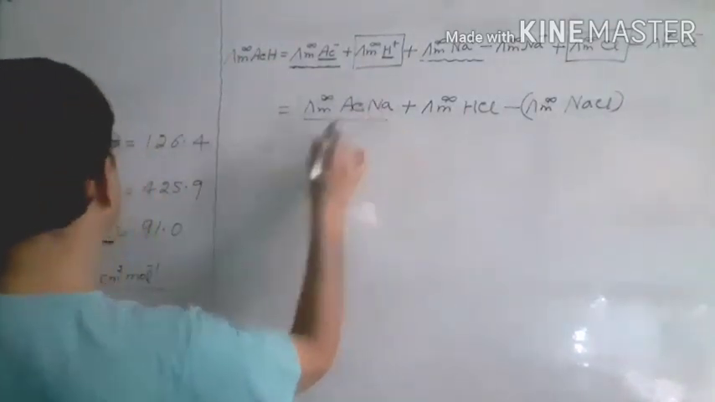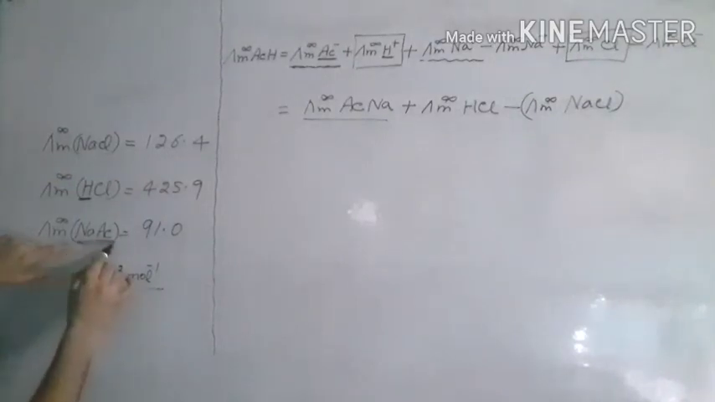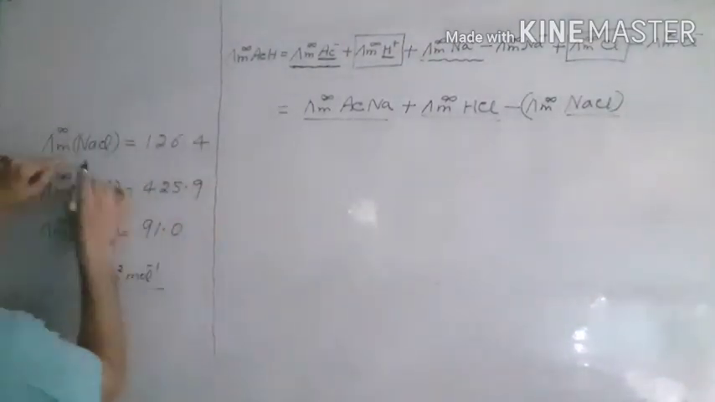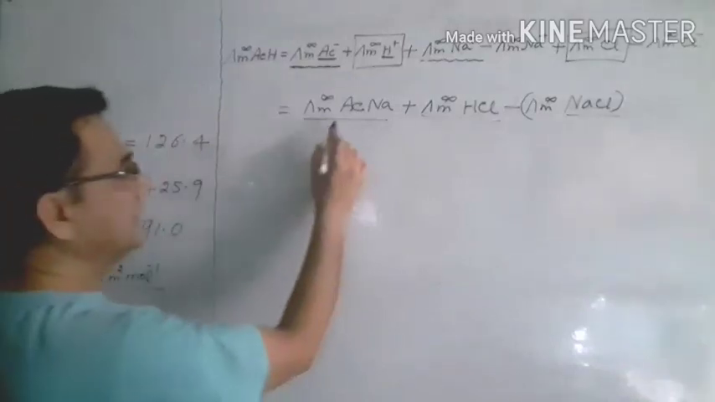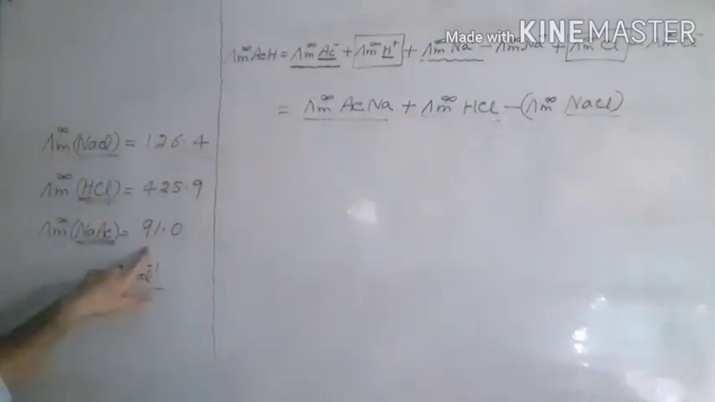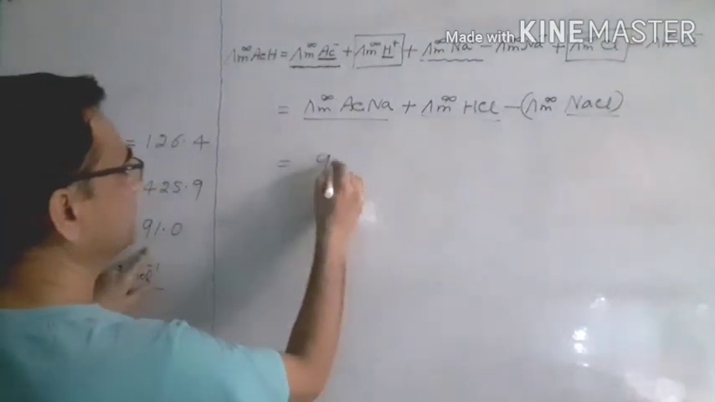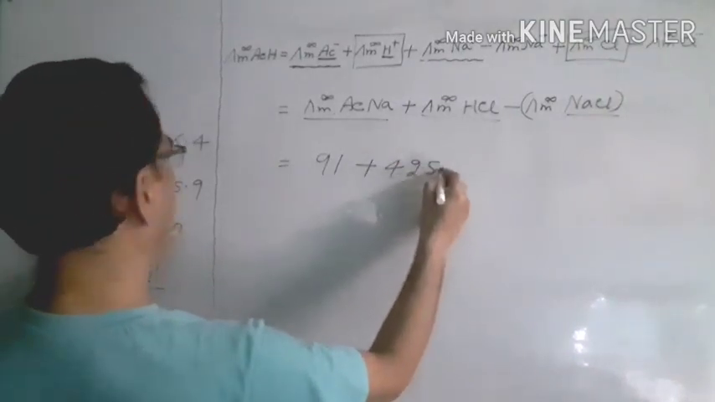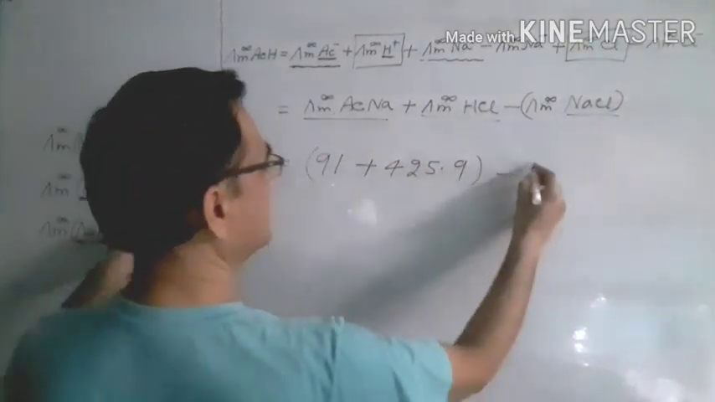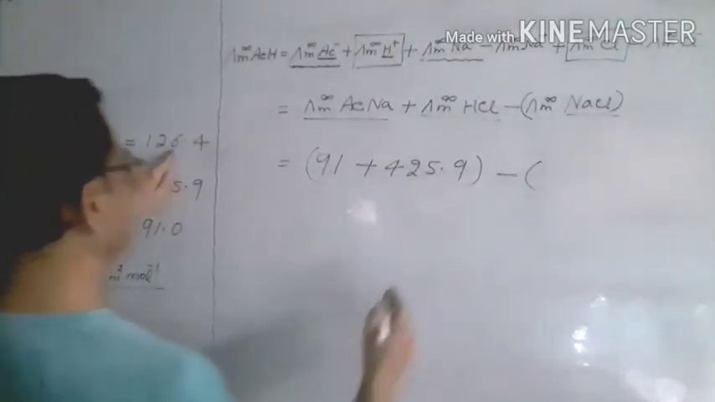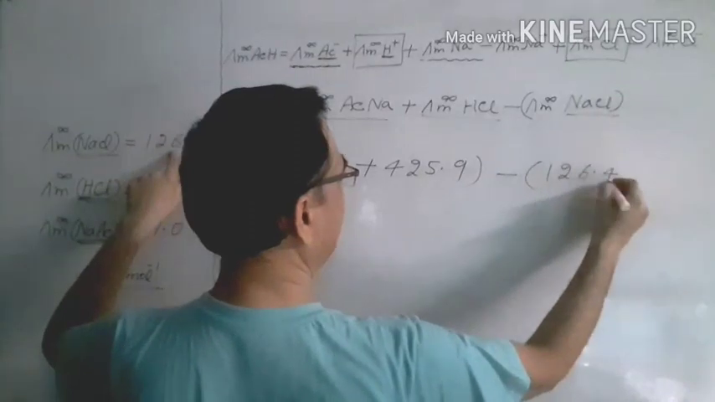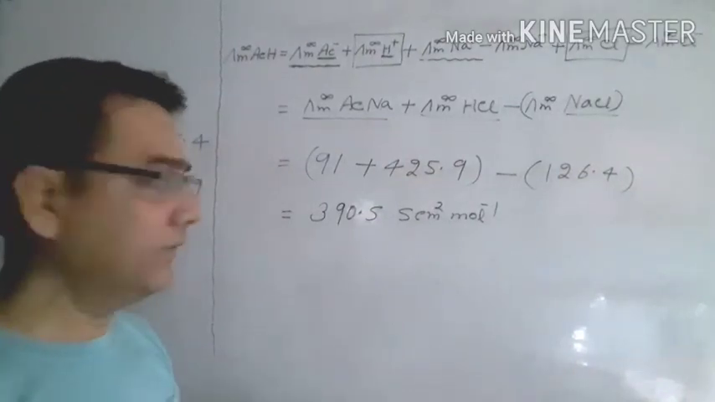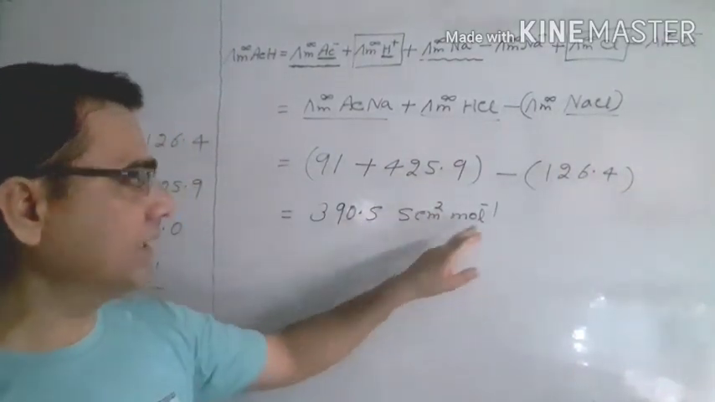One compound I have formed is AcNa. One compound is HCl that we have made. This is the second compound, and the third compound is NaCl, that also we have made. Now what is the value of this AcNa? That is 91, plus what is the value of HCl? That is 425.9, minus what is the value of NaCl? That is 126.4. Now we solve it. We will get the value 390.5 S cm square per mole.